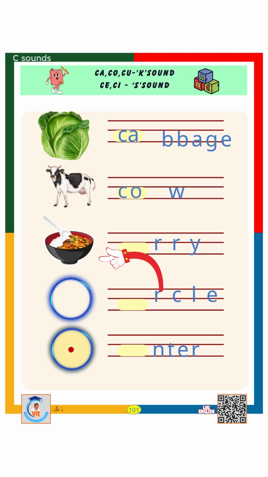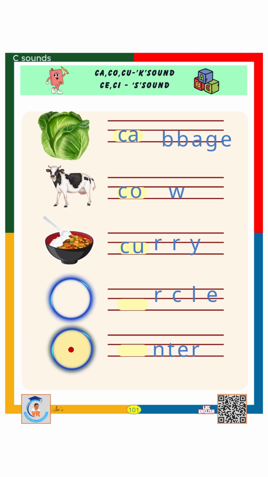Next one, curry. What is there in the next one? Curry. CU. For A, O, U, the sound is K.